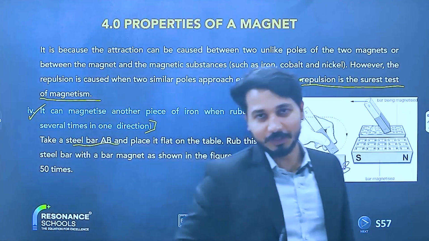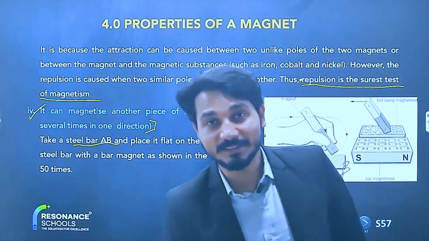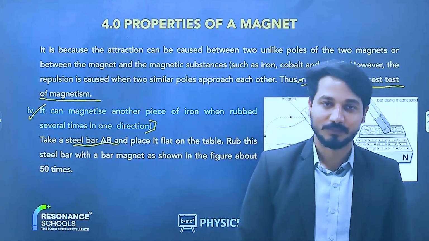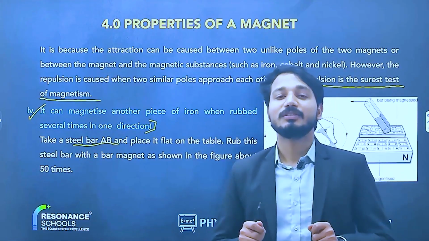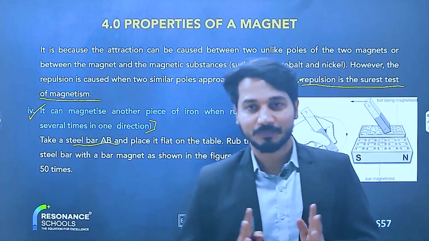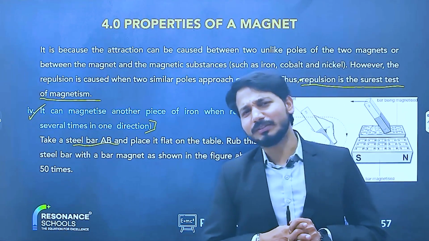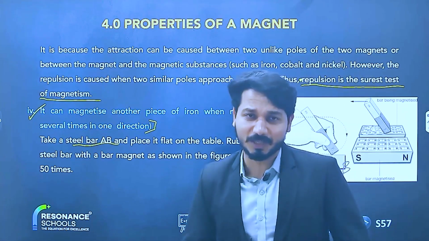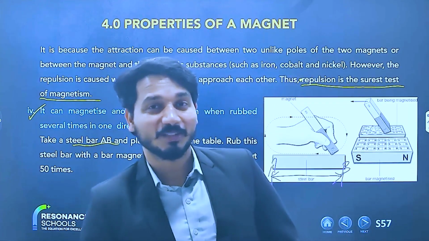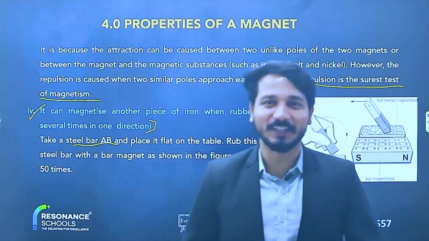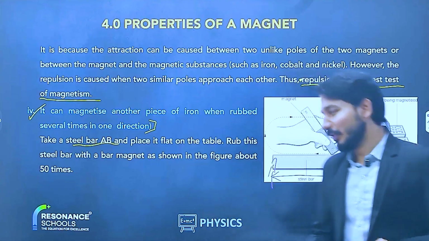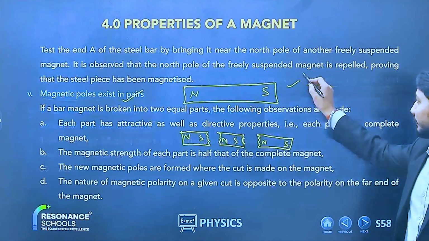This is the fourth property: a magnet can magnetize other magnetic material when rubbed several times in one direction. Okay? And if anyone asks you, what is the surest test of magnetism? So we know that it's repulsion.